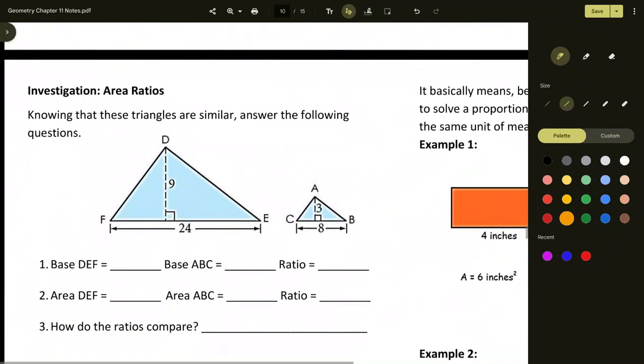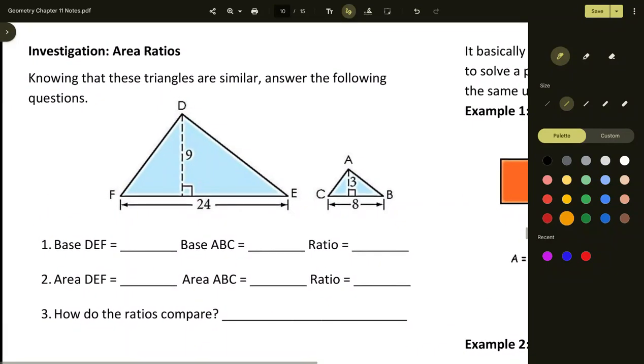But once we get to something like area, remember, is units squared. And we cannot compare square units to just plain units because they are two different measurements. So we're going to do this investigation to figure out how do areas compare to side lengths on similar figures. All right, again, knowing that these triangles are similar, so you could technically put that little squiggly mark saying that they are similar. We want to answer the following questions.